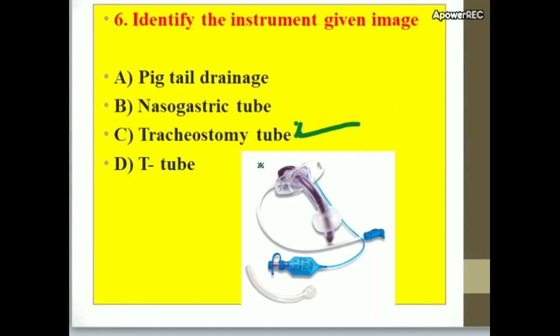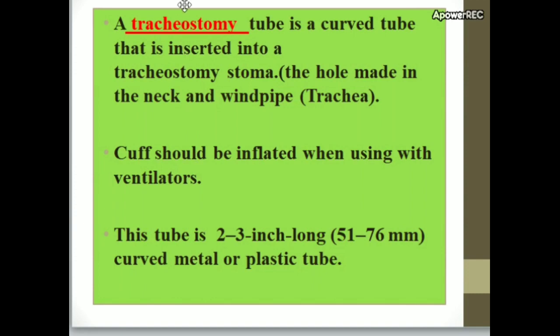When you are working in ICU or casualty, you may be asked to identify this instrument, because usually in ICU we use a tracheostomy tube. A tracheostomy tube is a curved tube that is inserted into a tracheostomy stoma, that is the hole made in the neck and windpipe. The hole made in the trachea is the tracheostomy, and the tube is inserted into that stoma.